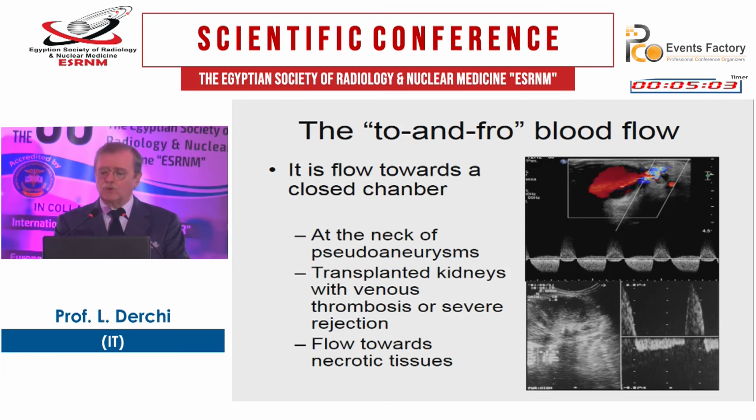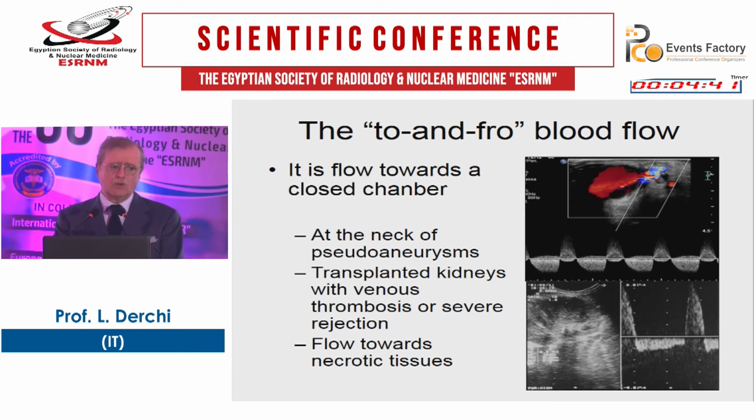Then we have the to-and-fro blood flow, which is flow towards a closed chamber. It can be seen at the neck of a pseudoaneurysm, in transplanted kidneys with venous thrombosis or severe rejection, or flow towards necrotic tissues. What does it mean?